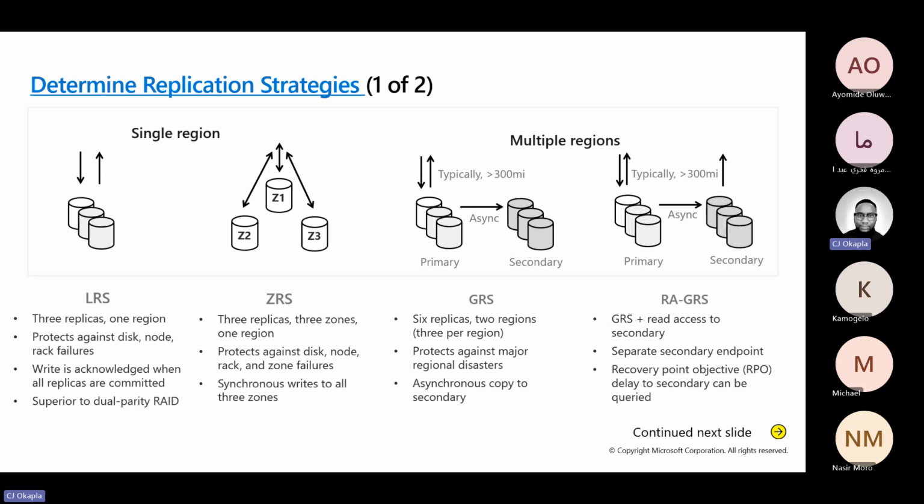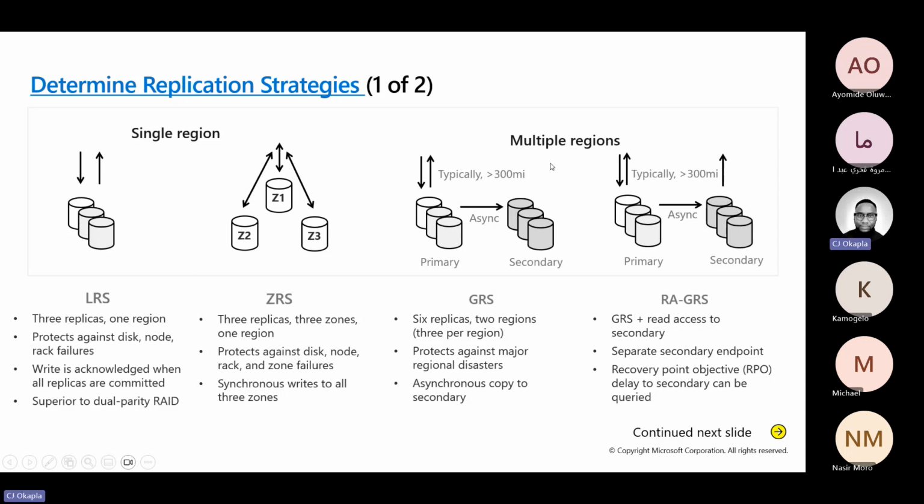So the need for this is that it protects against disk, node, rack, and zone failure. So when one zone fails, remember, in a zone you have different data centers. So let's say one zone fails, you can easily have your data in another zone. And it is a synchronous write to all 3 zones. So you can access your data in all these 3 zones in one region.